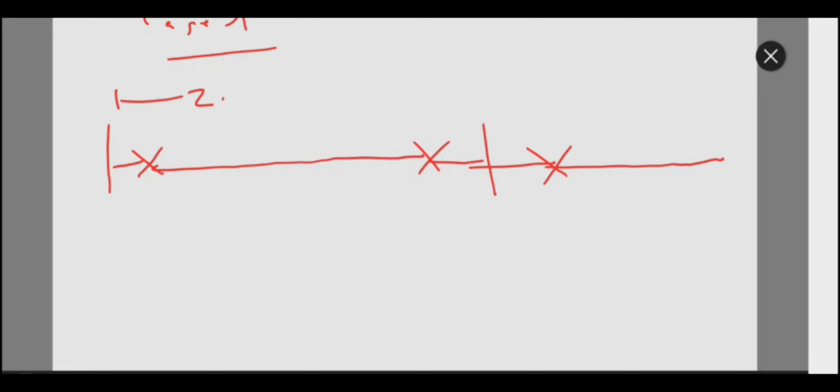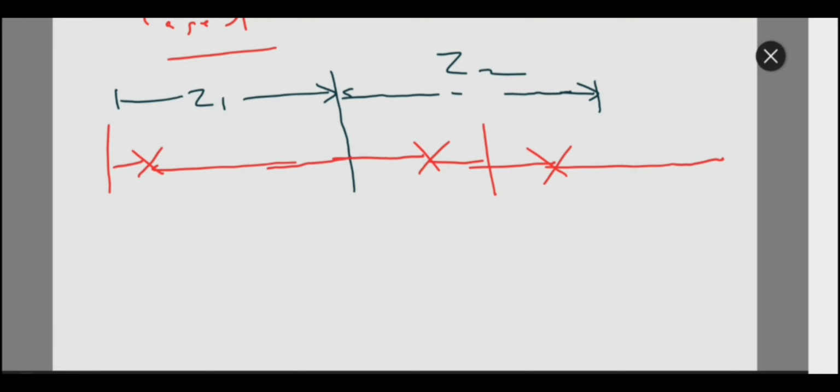See, this is zone 1. From there to there, zone 1. There to there, zone 2. See, this is zone 1 and this is zone 2.